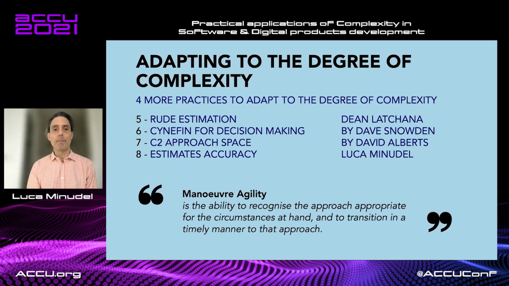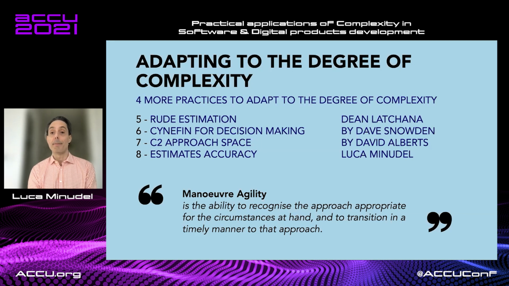The second group of practices is about adapting to the degree of complexity. So when you know how complex the work is, then there are many things that you can adapt in order to use the right approach for the complexity of the work that you are dealing with. You can adapt the estimates, you can adapt the decision-making approach, you can adapt the setting of the teams and your way of working, as well as the strategy that you use to deliver the initiative, but also the practice that you use to commit and invest in the delivery initiative.